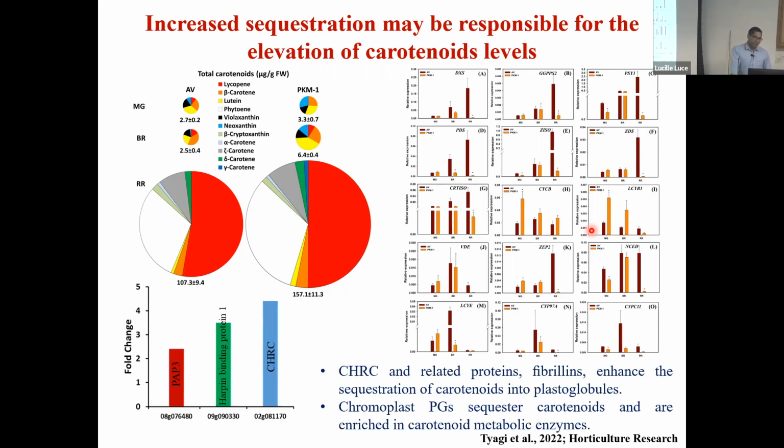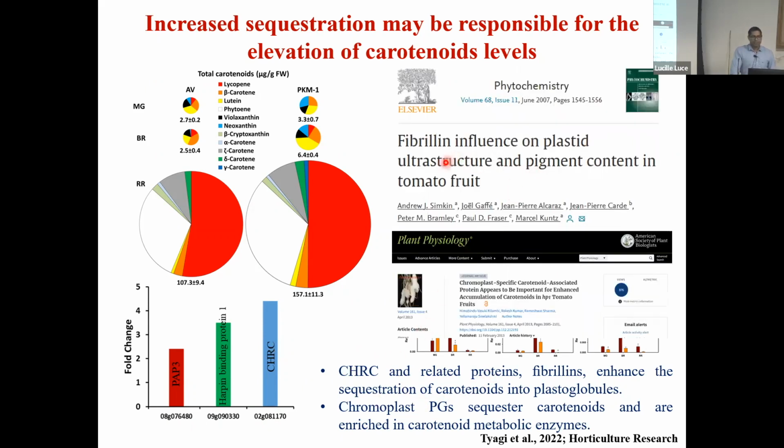So then we did the proteomic study, and we found that some of the proteins which help in carotenoid sequestration were high in PKM, like PAP3, keratin binding protein, and CHRC. They are known to play a role in carotenoid sequestration. Carotenoids in plastids are stored in lipoprotein-like structures called globules. So these proteins are components of those globules, and in tomato, they have overexpressed fibrillin protein.